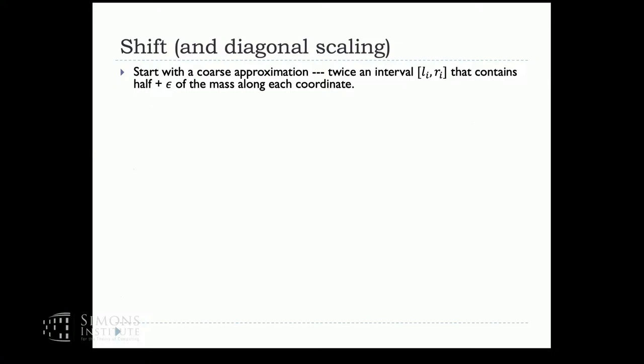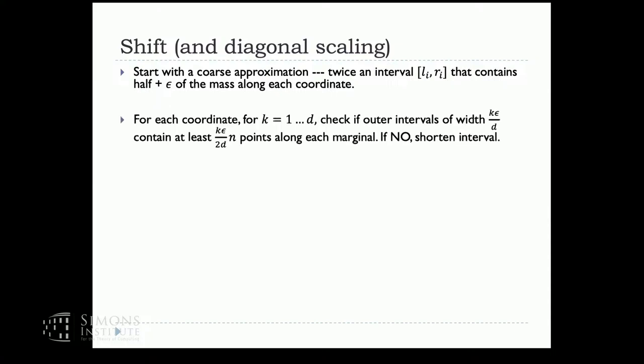So here's the algorithm. It's very simple. A lot of build up, but the algorithm is simple. You start with a coarse approximation. Along every coordinate, take an interval that contains a little bit more than half of the points, and double it. That will contain almost the entire data set, and do that along every coordinate. You start with that, you will be within TV distance, but you might be very big.